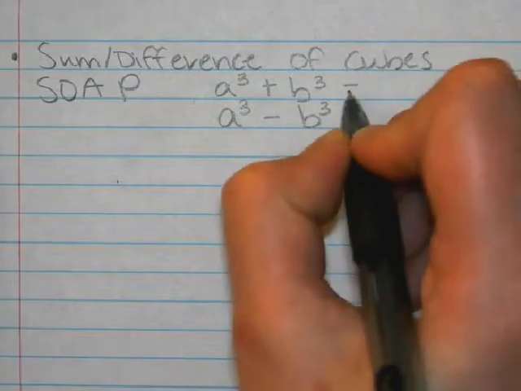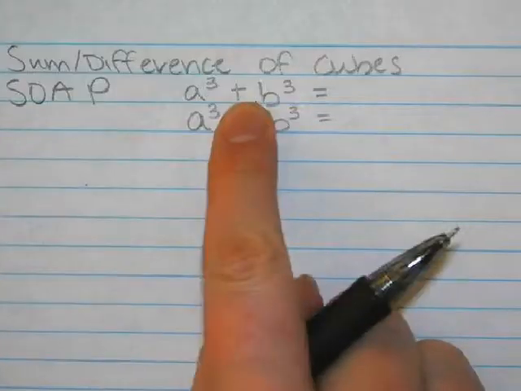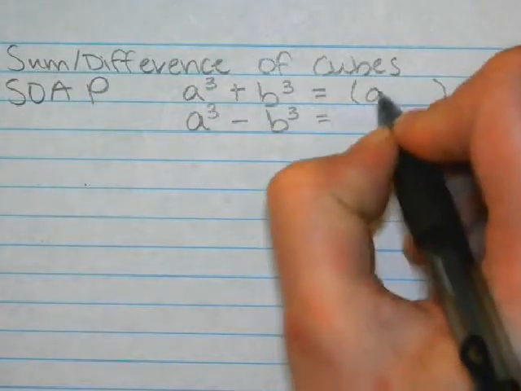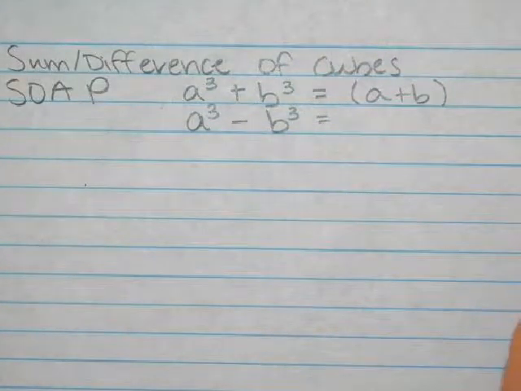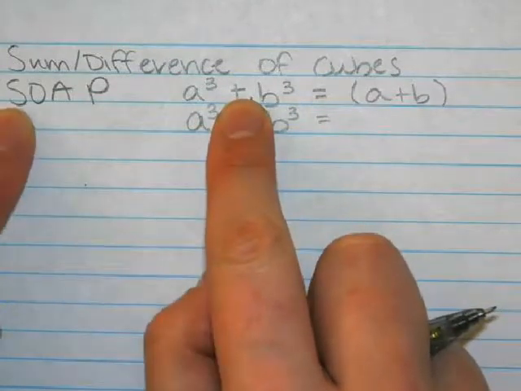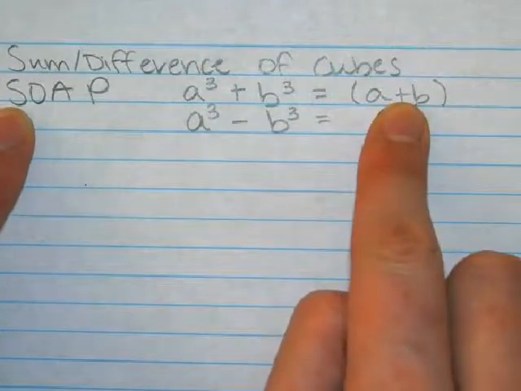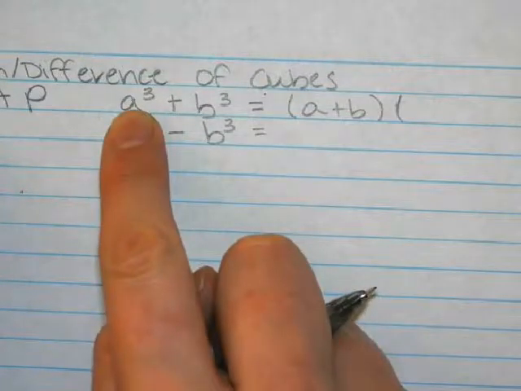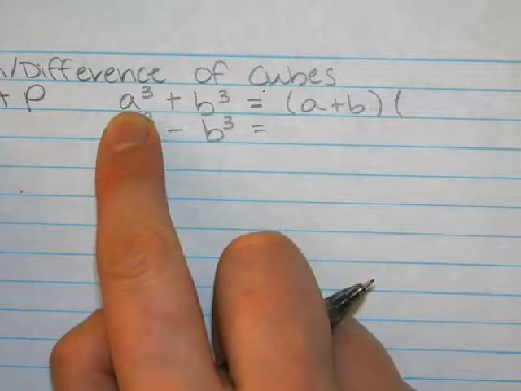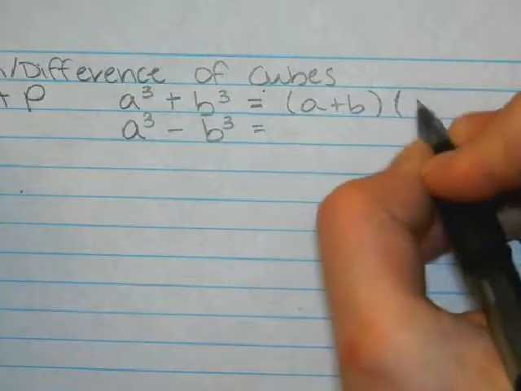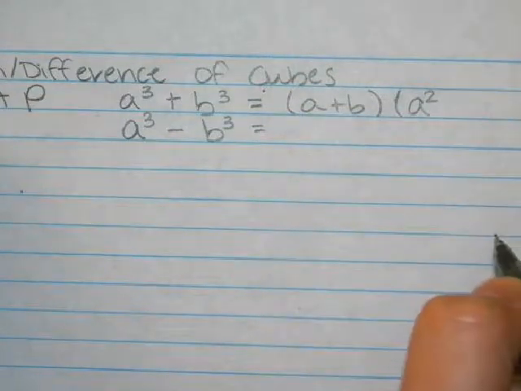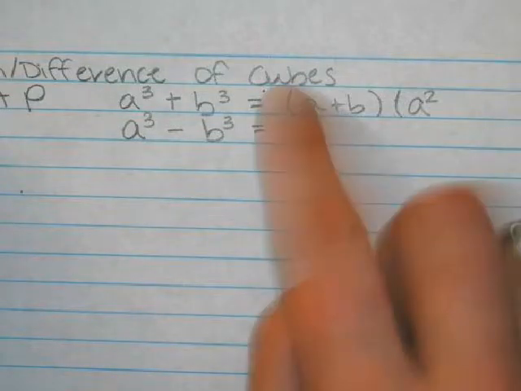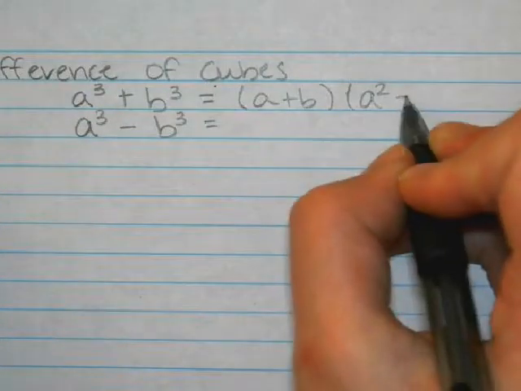So the formula, if you have an addition problem, so if you have sum of cubes, the factors would be A plus B. So this is the S of SOAP. The S means you keep the same sign for the first factor, okay? Then after that, this first term cubed, you take that A value, whatever it was that was cubed, and you multiply it by itself. So we're going to do A squared first. Then we have the O of SOAP, which is opposite sign. So we did same sign for this, we're going to do opposite sign next.